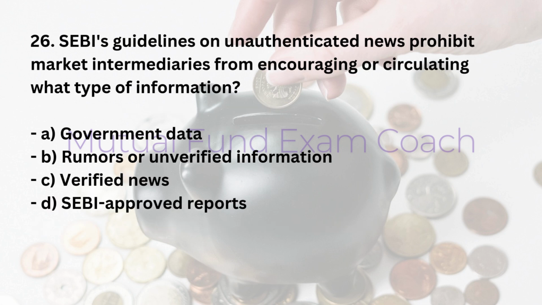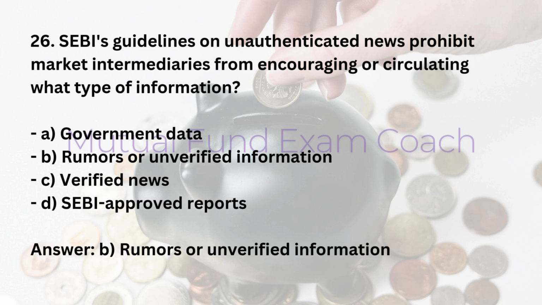26. SEBI's guidelines on unauthenticated news prohibit market intermediaries from encouraging or circulating what type of information? A. Government data. B. Rumors or unverified information. C. Verified news. D. SEBI approved reports. Answer, B. Rumors or unverified information.